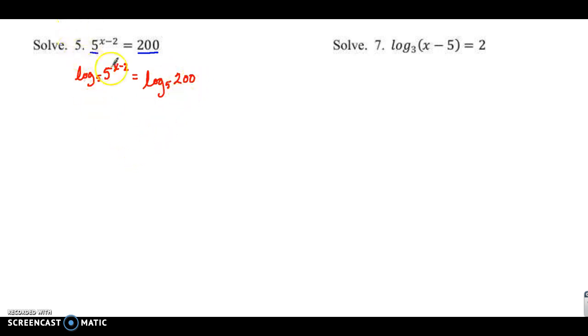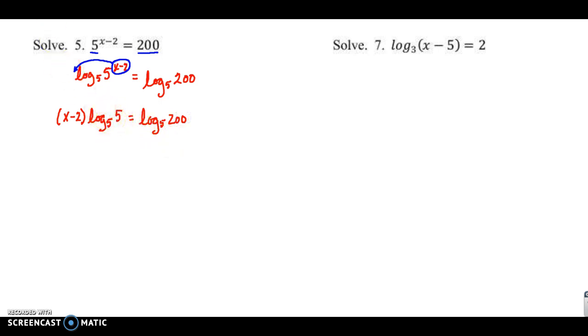We learned from our properties that if we have an exponent on a log, we can pull that exponent up to the front and make it multiplication. So this would become, in parentheses, x minus 2, which was my whole exponent that I've moved up, times my log base 5 of 5 equals log base 5 of 200.